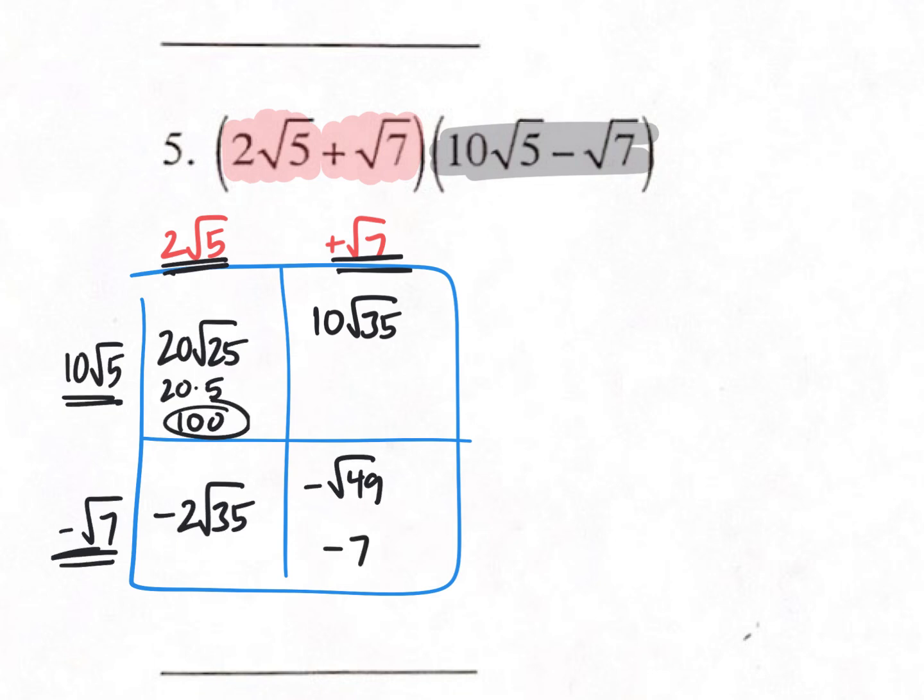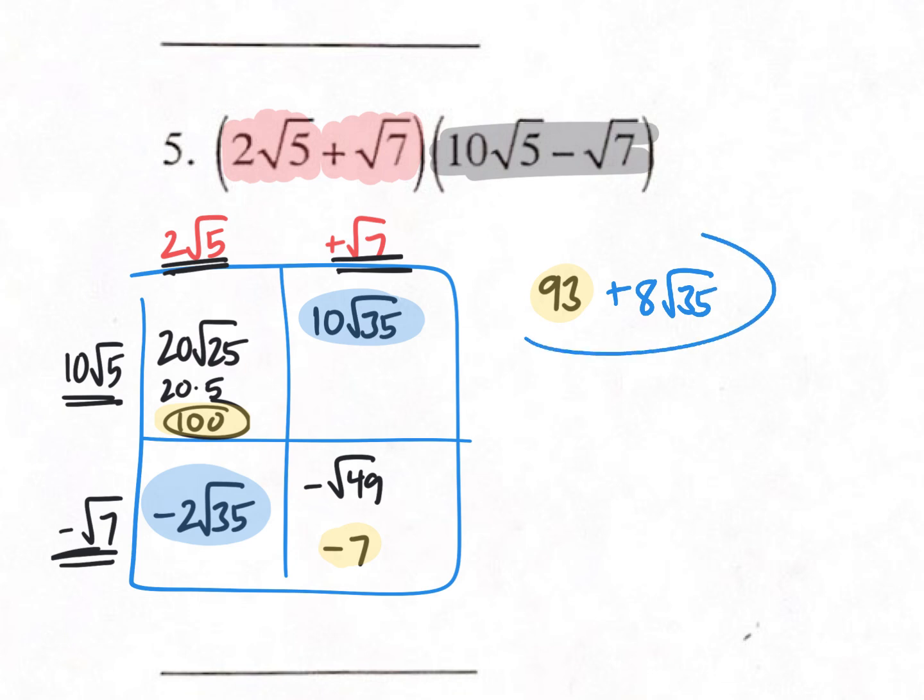So now I just have to combine all my like terms, and when I do that, I am going to look at my numbers here. So 100 and negative 7, when I add those together, I'm going to get 93. And then I'm going to take my square roots that are the same, so negative 2 square root of 35 and 10 square root of 35, and I'm going to add those together, and that's going to give me positive 8 square root of 35. Now before we say we're done, we've got to check and see, can I simplify anything else further? The square root of 35 at all? No, so this is your final answer.